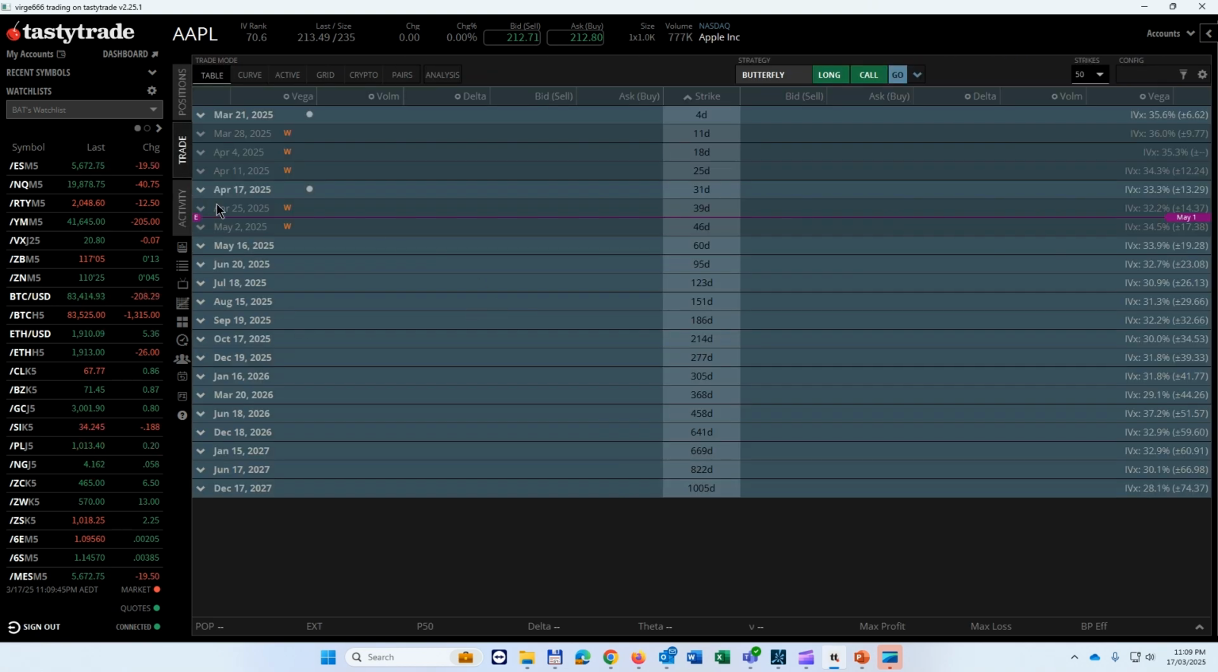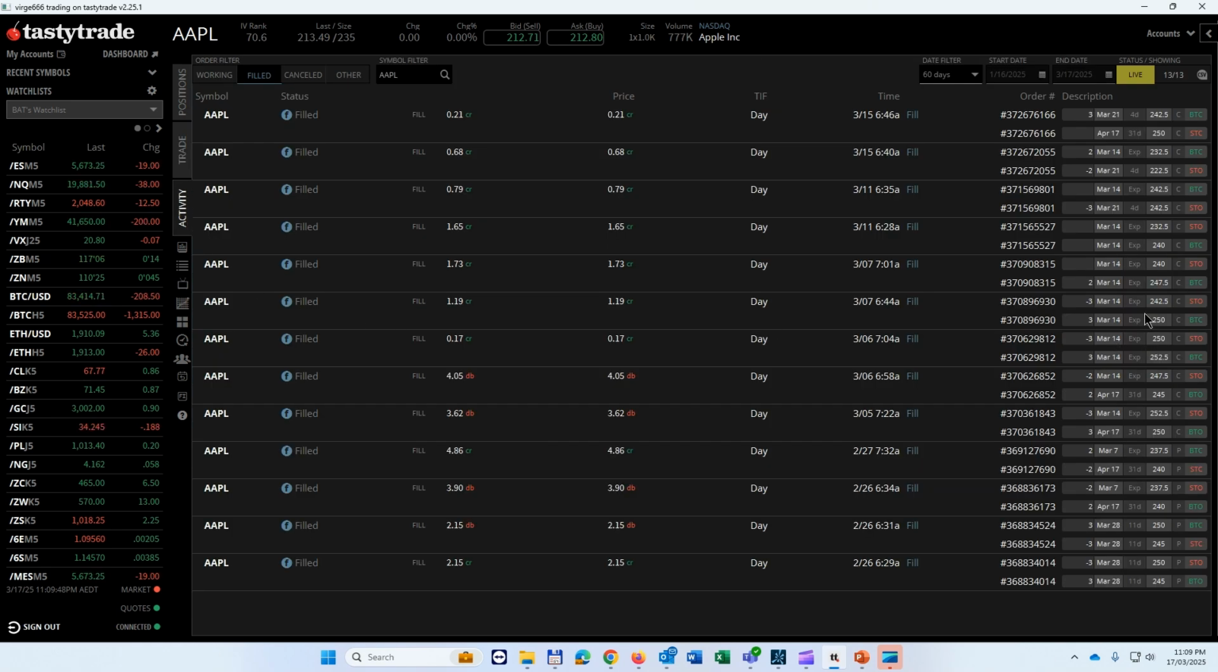245 call, right. So it is this one here, 245. We paid $3.62 for it, and we've just been collecting little bits of money against it. 3 of these calls belong to it. Probably still owes us $1.40 or something.